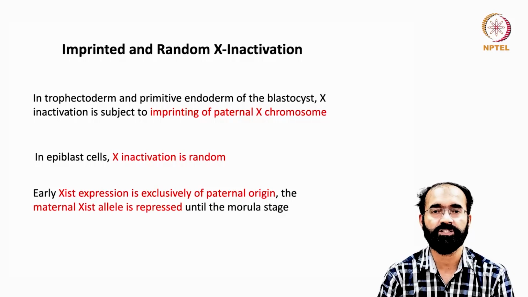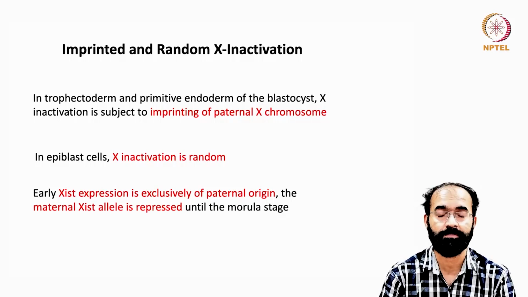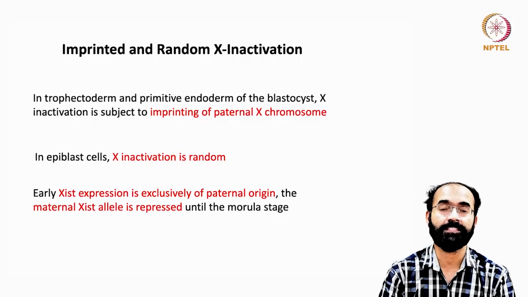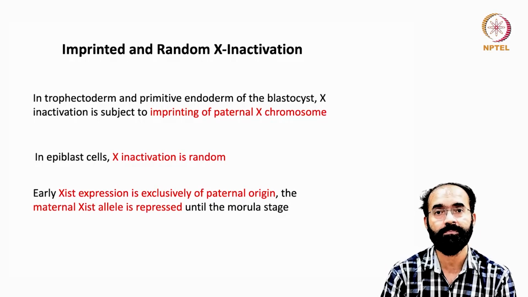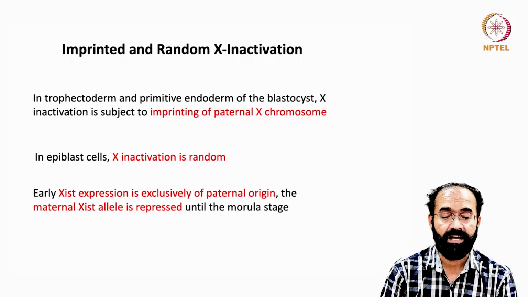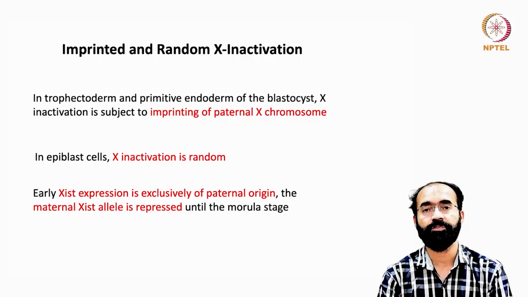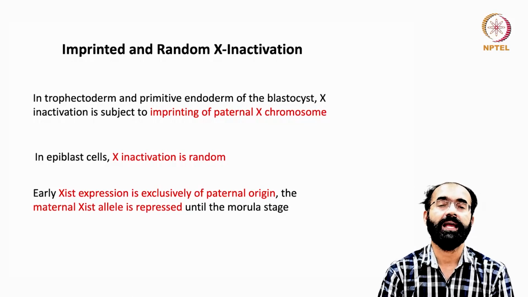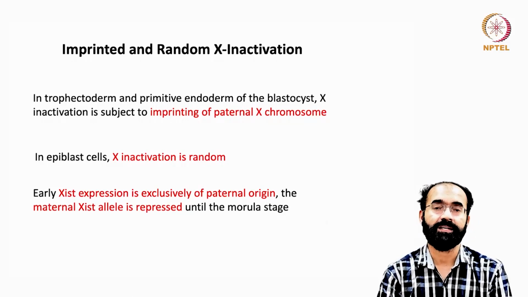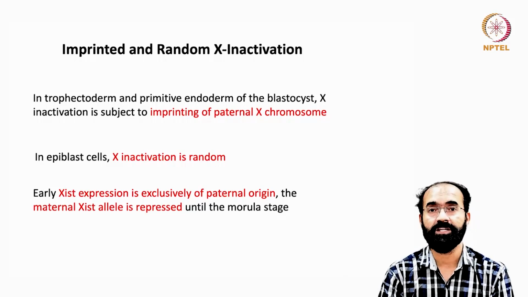You can guess why this is happening, why the paternal copy is being arrested: because the paternal X chromosome expresses the Xist, and this Xist RNA will coat onto the same chromosome, and hence it will become inactive. The maternal Xist allele is repressed. Allele means an alternative form of a gene. It's like you have two copies of every gene. One came from the father, one came from the mother. But whether both are expressed depends on which gene.